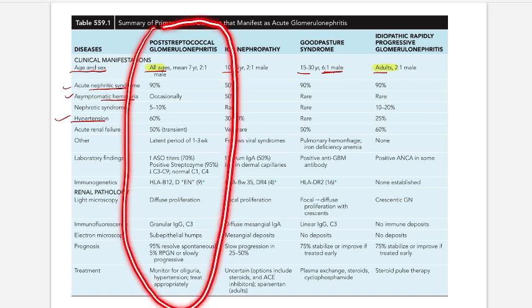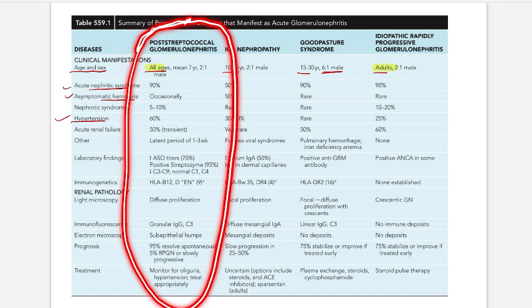For PSGN, it is seen in all ages. Nephritic syndrome association 90%, nephrotic syndrome 5 to 10%, hypertension is 60% association, acute renal failure in 50%, but that is transient. ASO will be increased in more than 70% of patients, but positive streptozyme is seen in 95%. Complement will be reduced from C3 to C9, but complements C1 and C4 will be normal.